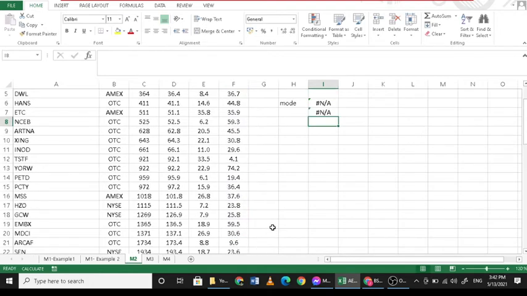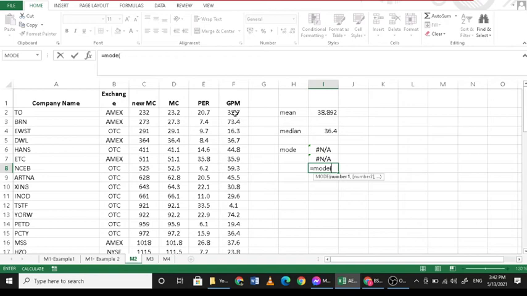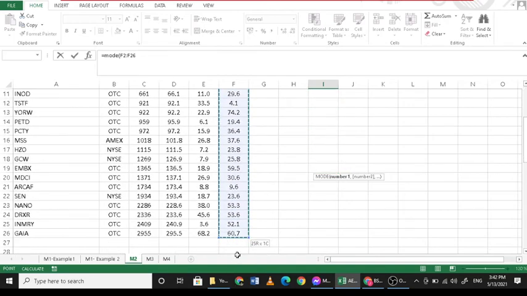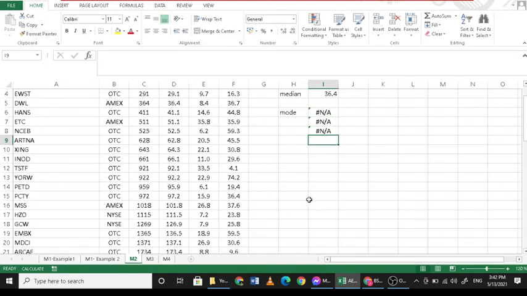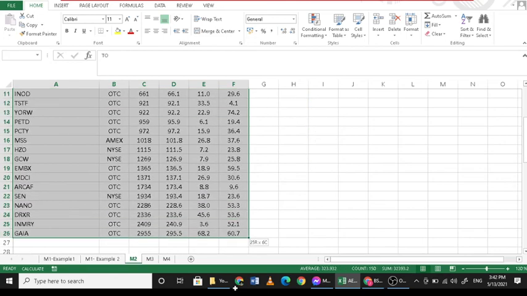And let's use the old one. This is the old mode. It is no longer used by Excel, but since it's still here, then it's still here. Okay, so meaning class, since it returns not applicable, the data set may not have a mode. So the mode does not exist for this data set.